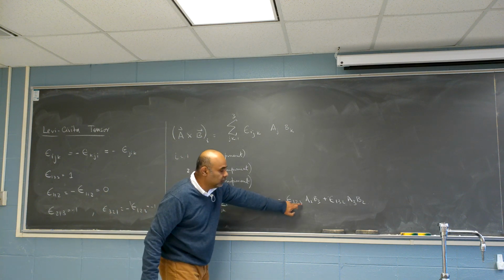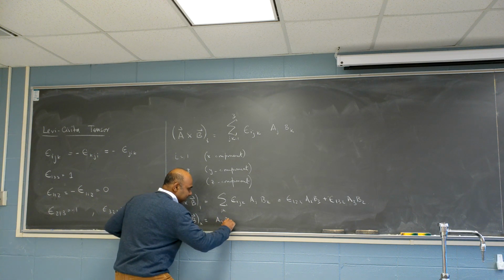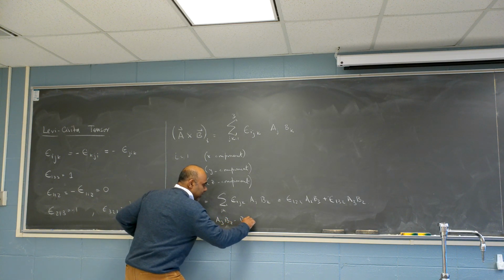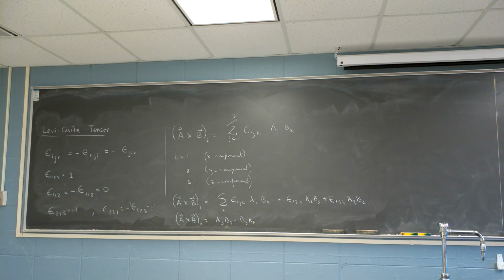So let's see if this makes sense in the x component. What is epsilon 1 2 3? Plus 1. So it is A y, B z, minus B y, A z. Does that look familiar? So what came first, the tensor or the cross product? No, the cross product came first. Partially I'm doing this to introduce you to little small tangents that are interesting.